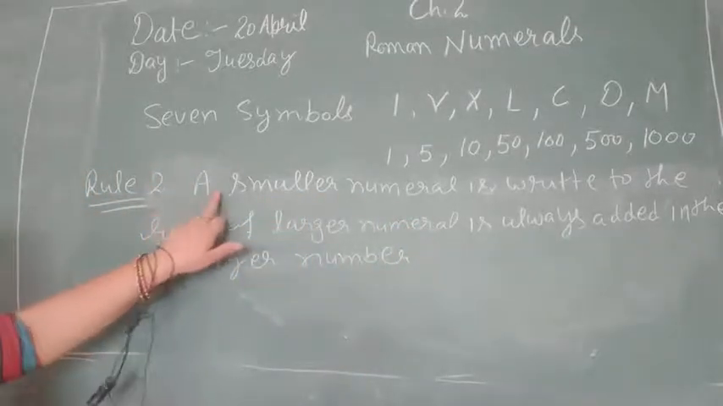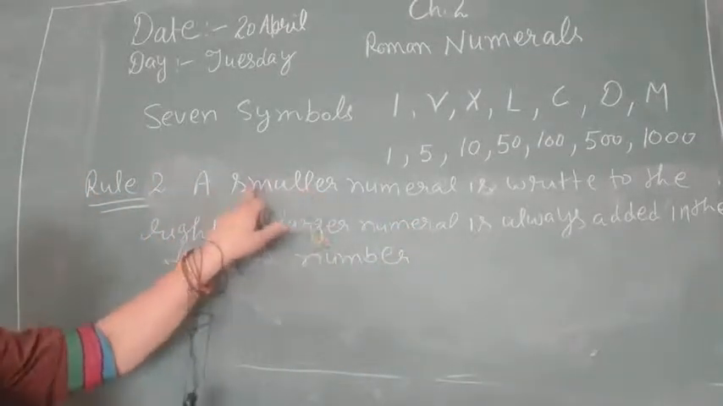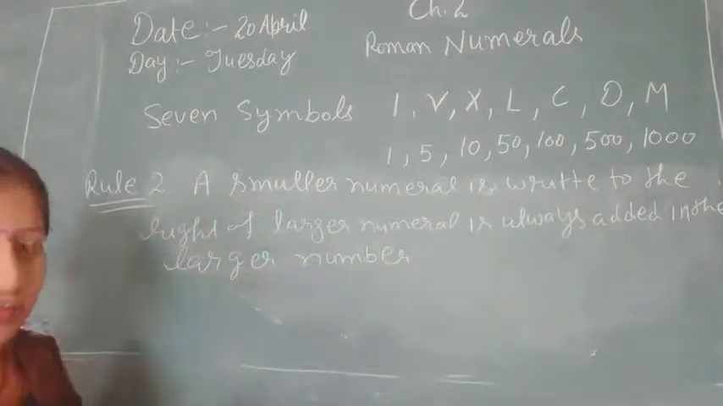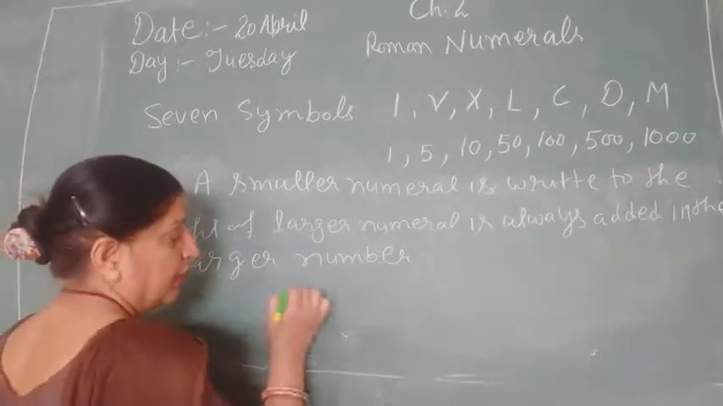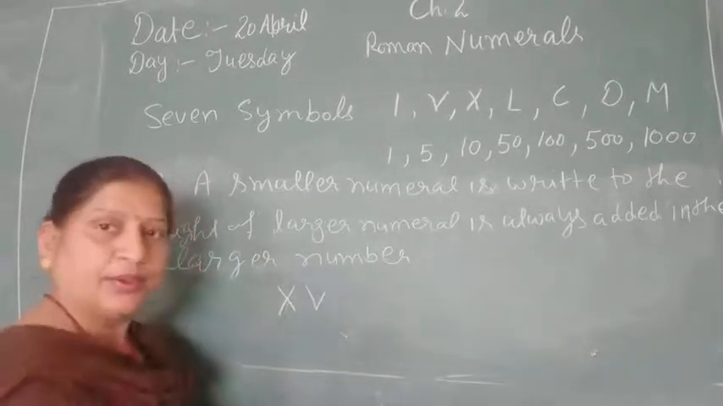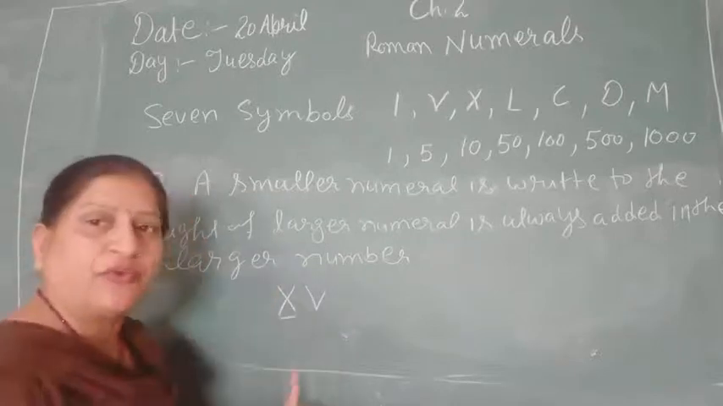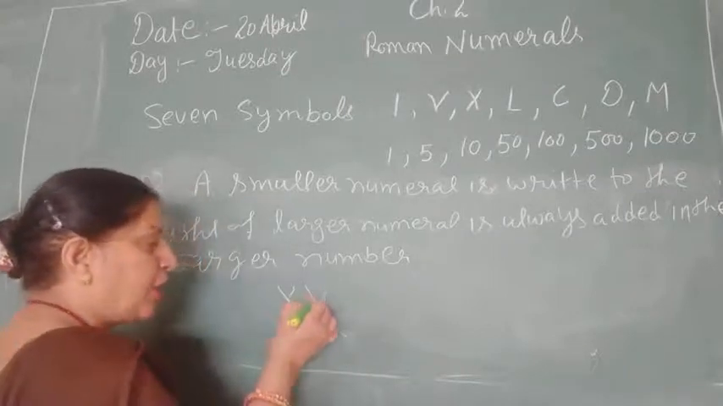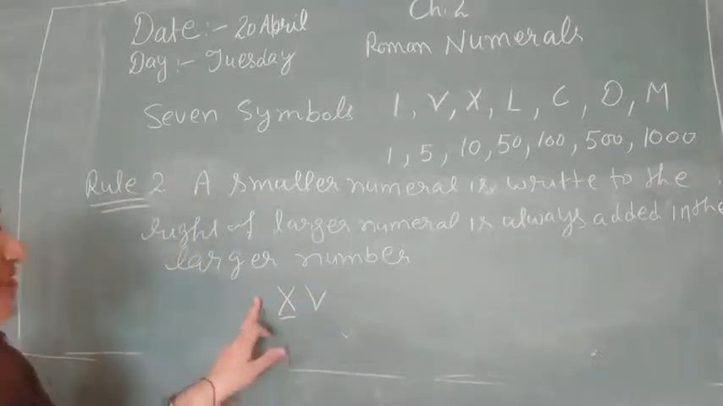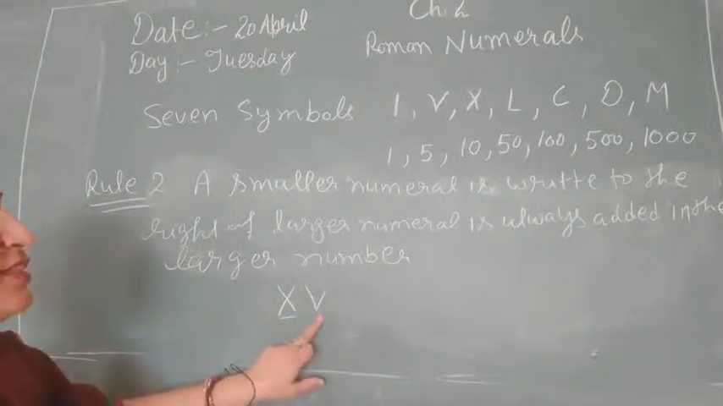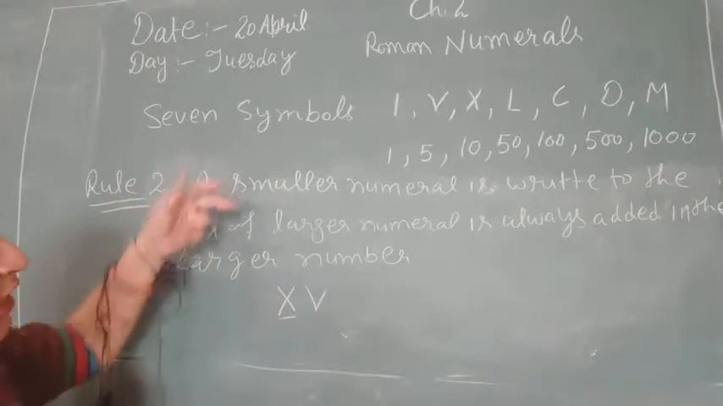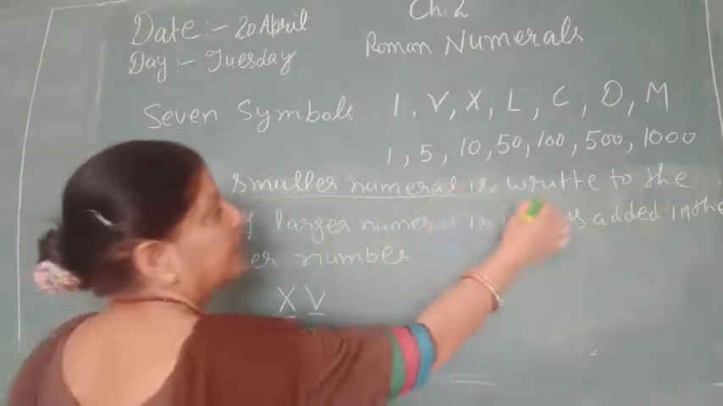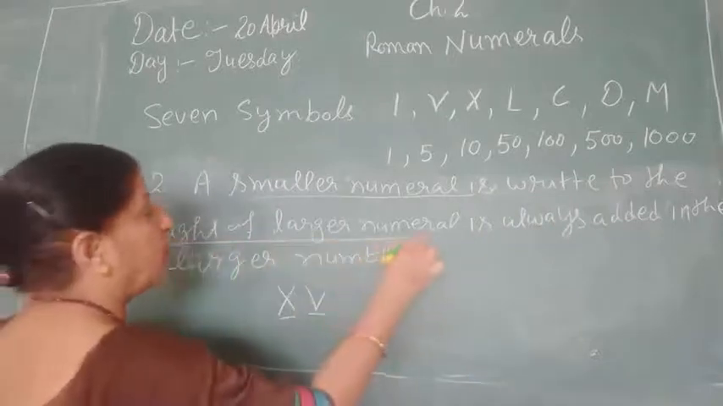Again, a smaller numeral is written to the right of a larger number. Suppose I write XV. X represents 10 and V represents 5. Here X is the larger number and V is the smaller number. According to the condition, the smaller numeral is written to the right of the larger number.